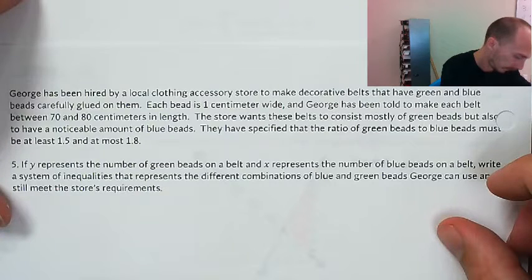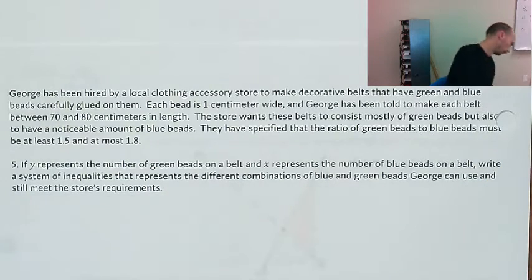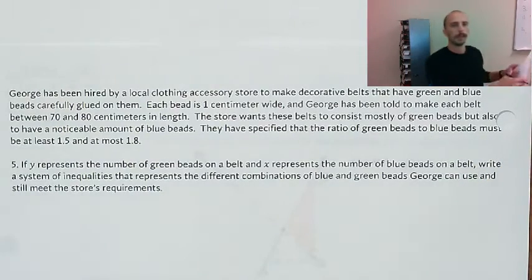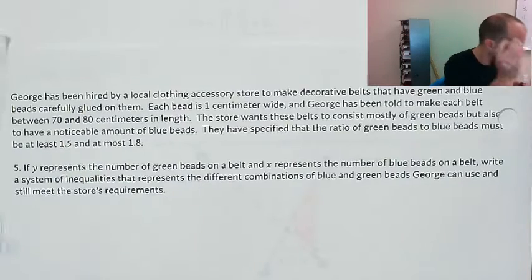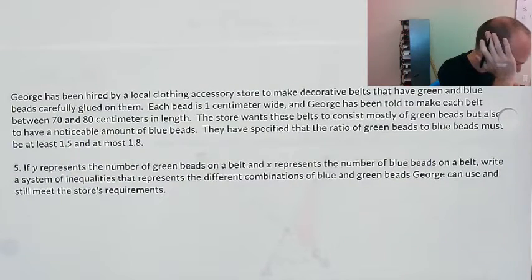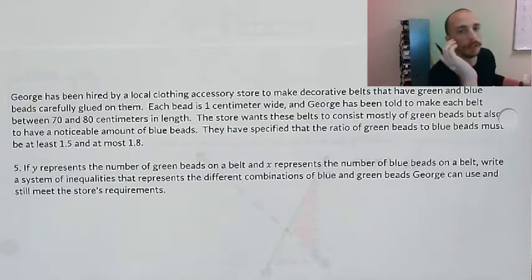And if you already saw me work this, I'm pulling out form A, and we're gonna just compare it exactly. 70 to 80. Ratio of green to blue must be at least 1.5 and at most 1.8. Y represents green beads, X represents blue beads. 10 cents and 12 cents. Yeah, it's going to be the exact same.